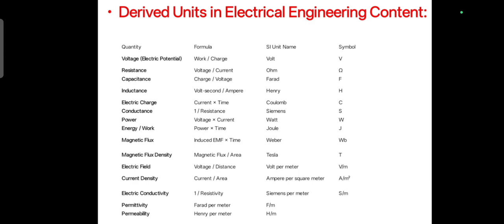Electric field is nothing but the voltage per distance, having the unit volt per meter. Current density is nothing but the current divided by area, ampere per square meter. Conductivity is the reciprocal of resistivity, so 1 by resistivity. Permittivity has the unit farad per meter, and permeability has the unit Henry per meter. So here are some derived formulas for particular quantities of electrical engineering.